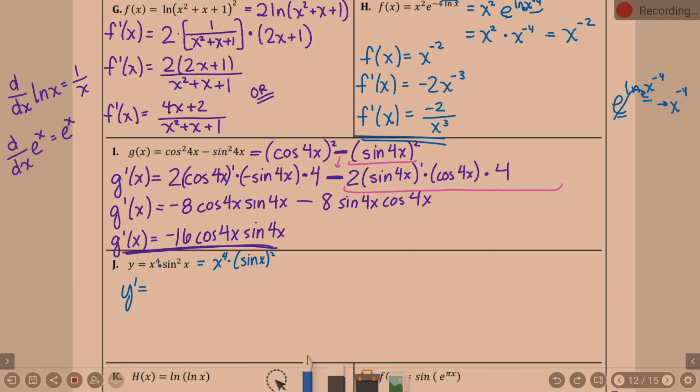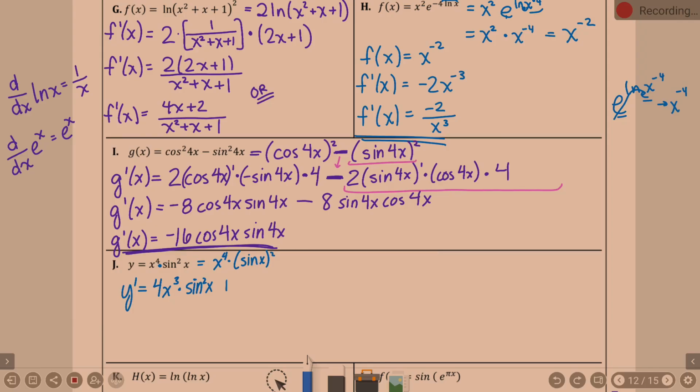So, if we start with x to the fourth, what's the derivative of x to the fourth? 4x to the third. Do I need a chain rule on that piece? No, because it's just an x we're taking the derivative of. So no chain rule. The derivative of x is just 1. So the derivative of x to the fourth is 4x to the cube times the sine squared of that.